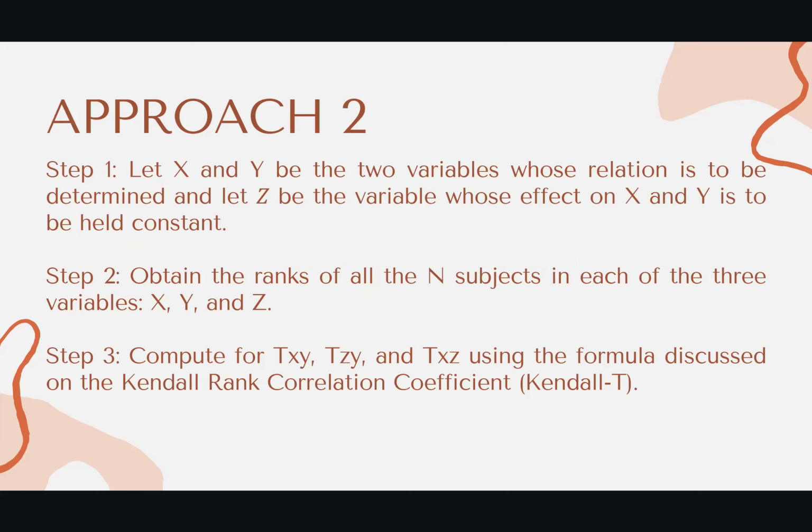So for the second approach, steps 1 and 2 are just the same. Pero dito sa step 3, we would compute for the pairwise Kendall tau using the formula discussed on the Kendall rank correlation coefficient. Okay, so dito, sa Kendall tau kasi yung two variables lang. So dito, isasama natin si Z. Okay, so basically this is 3 taken 2 na pairs. I mean 3 taken 2 na rank.